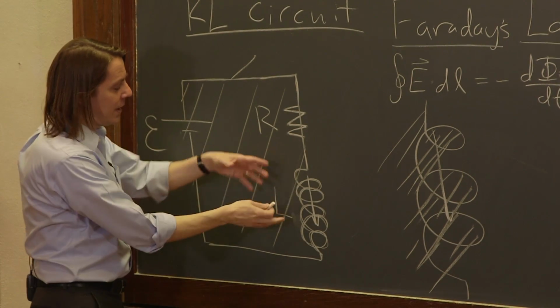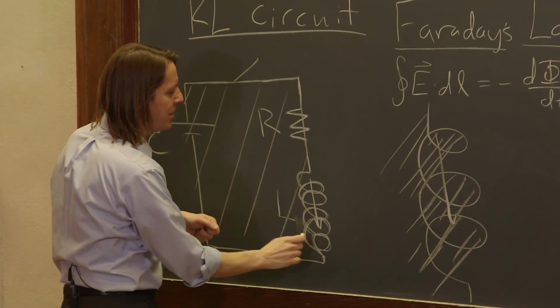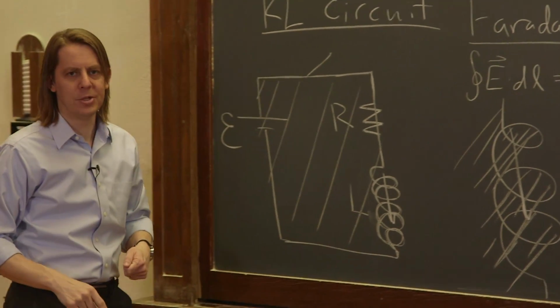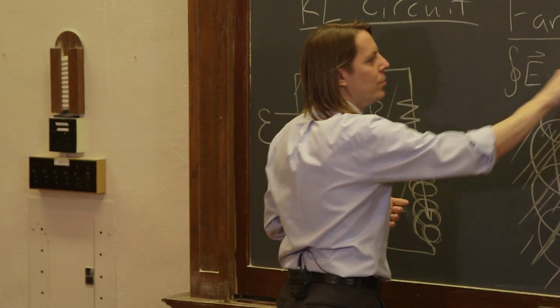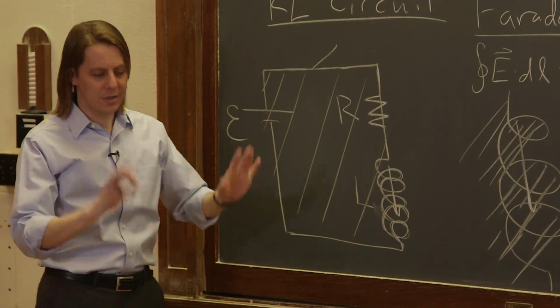Okay? If you work it out, or if you get a coil and dip it in a soap film and pull it up, you get this weird spiral shape, and the field does penetrate the spiral shape. So we are including in our circle the d phi B dt that's inside the inductor. It's in there. Okay?